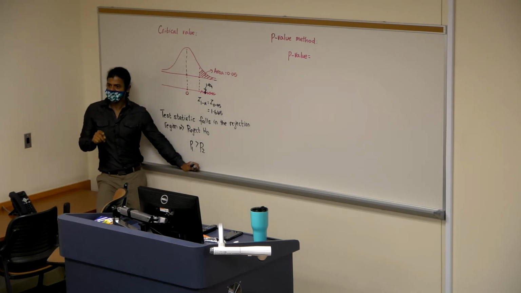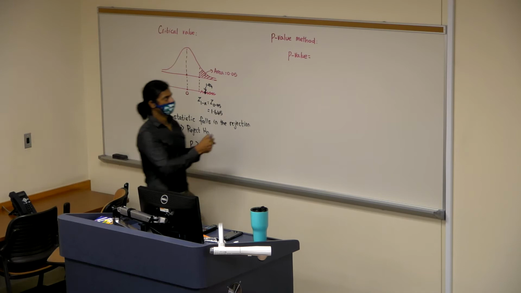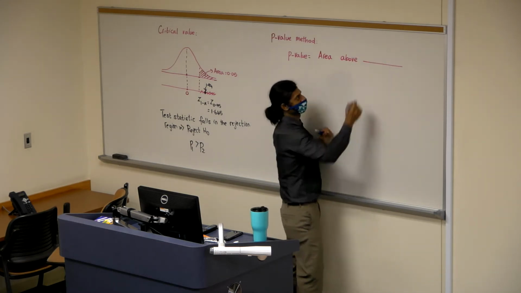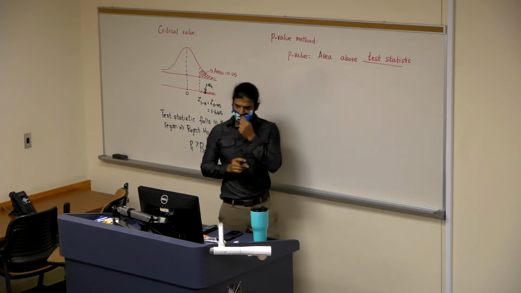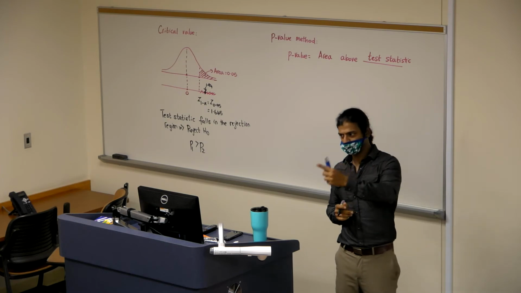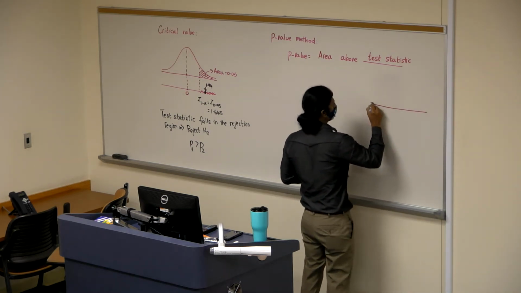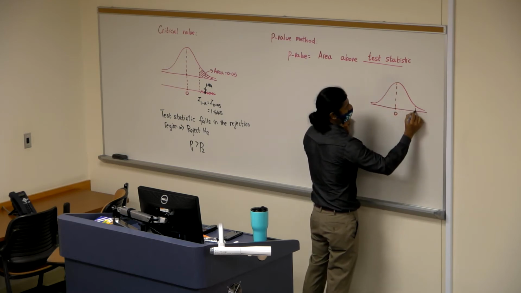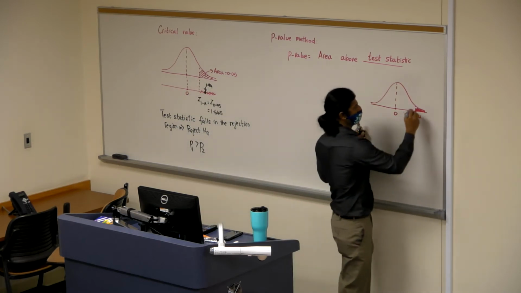This is a right-tail test. So the p-value is simply the area above the test statistic. And what function do we use to find the p-value using your calculator? To find the critical value, we use inverse norm. To find the p-value, we should use normal CDF. The test statistic is 1.94. And we would like to find that area, and that area is simply the p-value.